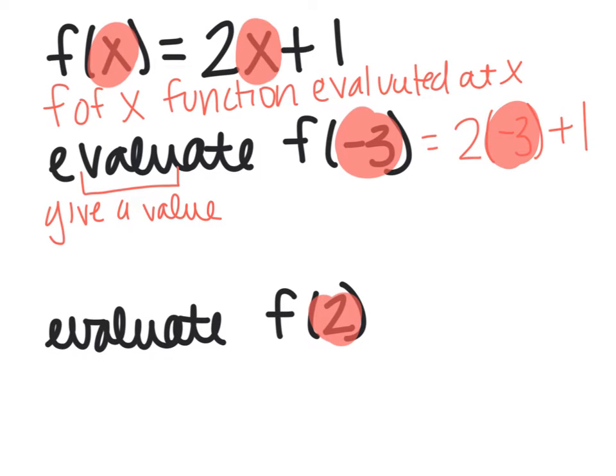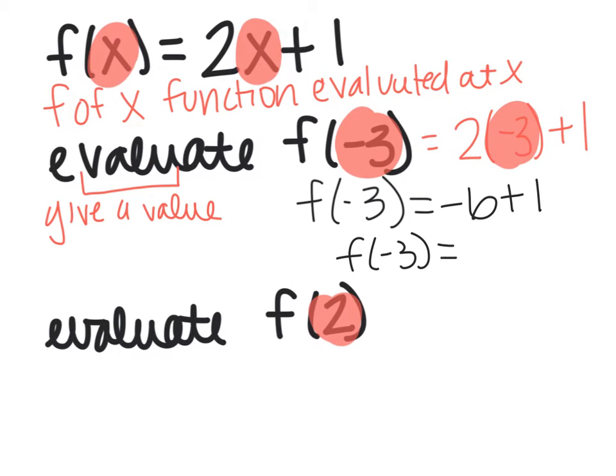So on the left side it stays f of negative 3. On the right side we can do some math. Well, 2 times negative 3 here is going to give us negative 6 plus 1. And negative 6 plus 1 is going to be negative 5, which I can write in ordered pair form because what's in parentheses is x and what it equals is y. So this would be the ordered pair negative 3, negative 5.